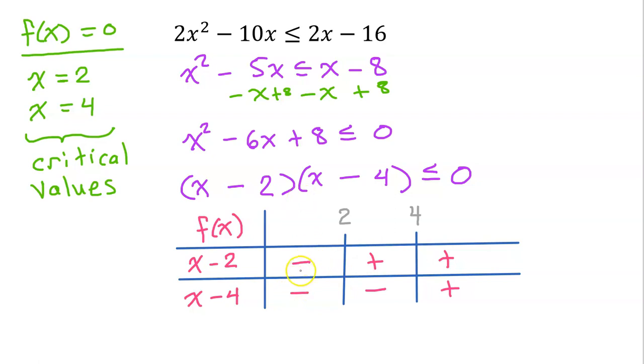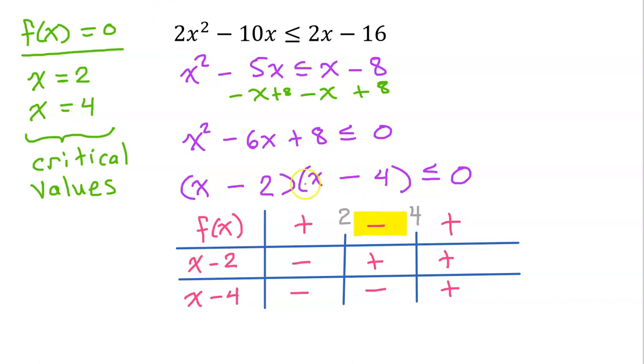In the first interval, the overall value of f of x will be positive because it is a negative times a negative. In the middle interval, f of x will be negative. Positive times a negative is a negative. And in the third interval, f of x will be positive. Because we want f of x to be less than or equal to 0, the solutions will be in the interval where f of x is negative.